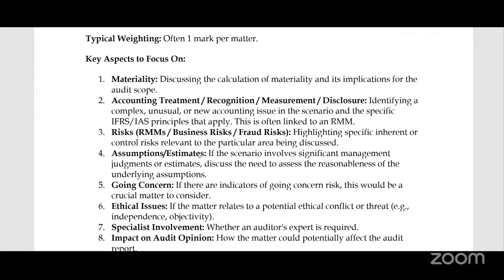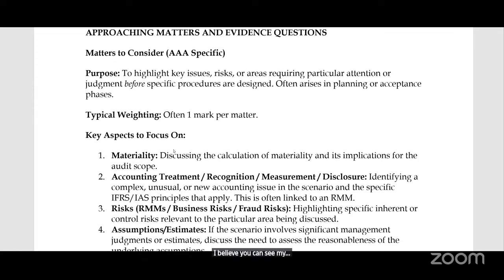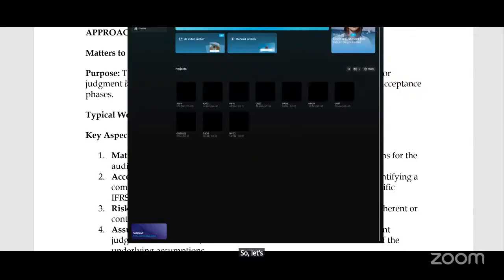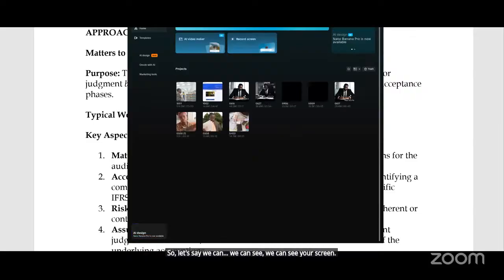I believe you can see my screen. Can you? I want a lot of interaction. Audit is all about discussion. So everyone, yes, sir, we can see your screen. Okay, good.